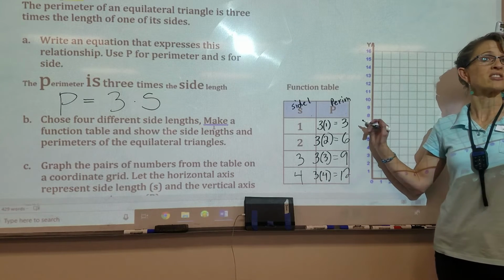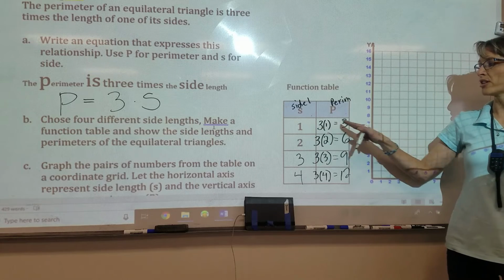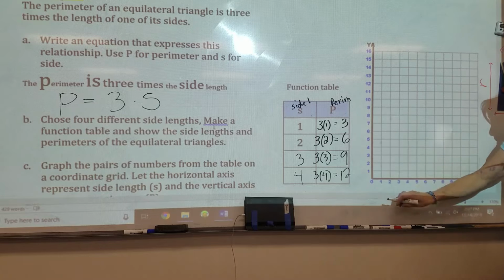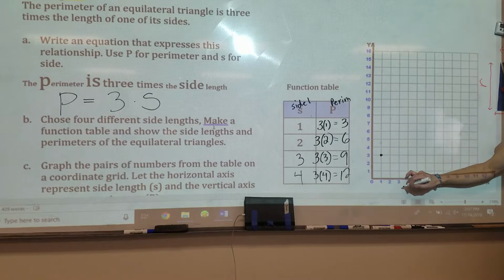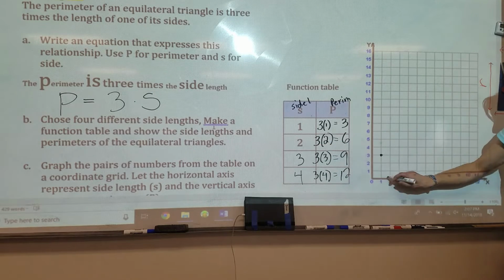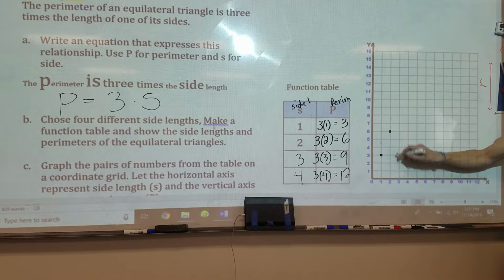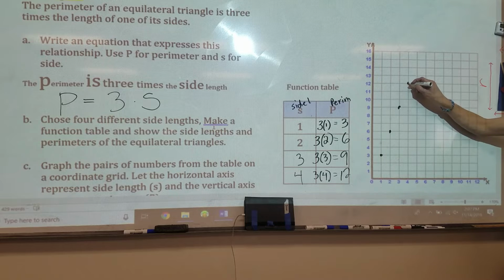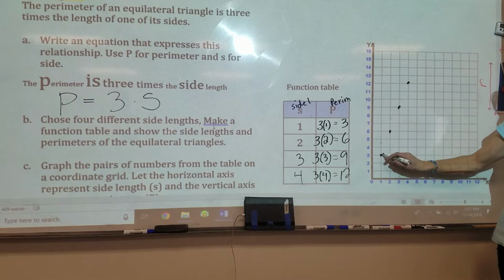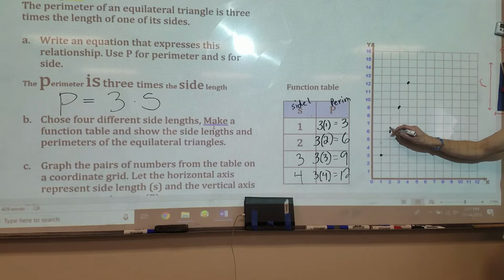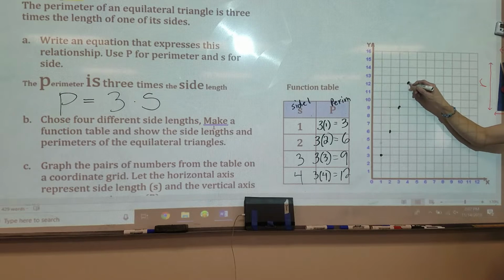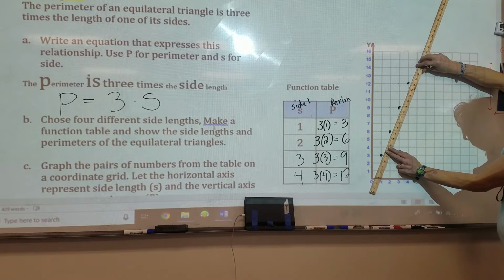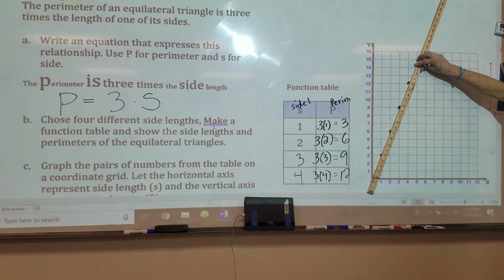These become ordered pairs, and then I can graph these on my graph. 1, 3, it's a relationship. Input 1, output 3. See the ordered pair? 2 and 6, 3 and 9, 4 and 12. And then I look at my relationship. Does it go up 3 over 1, up 3 over 1, up 3 over 1? Has the same relationship every time. And it's in a straight line.